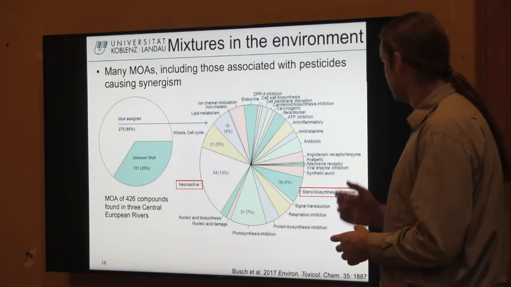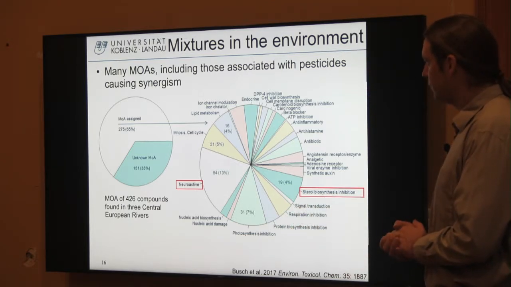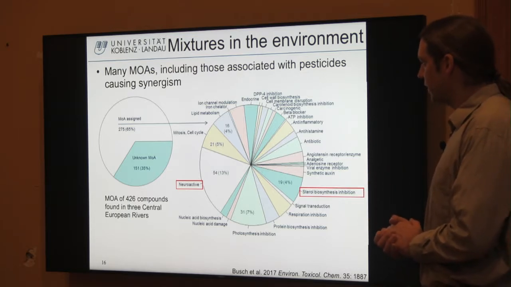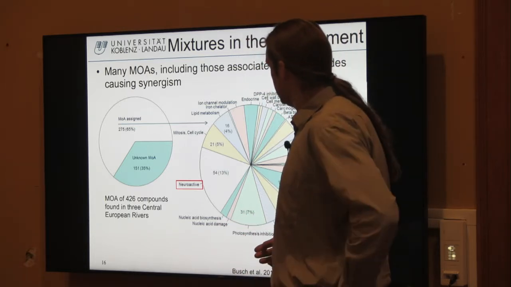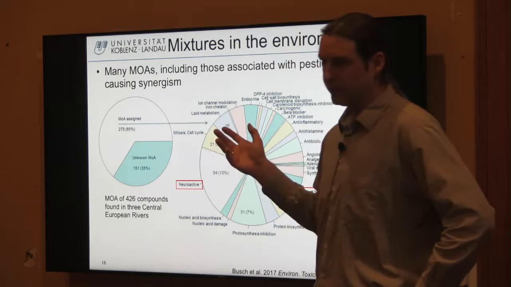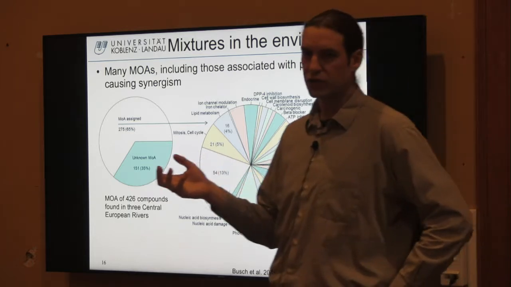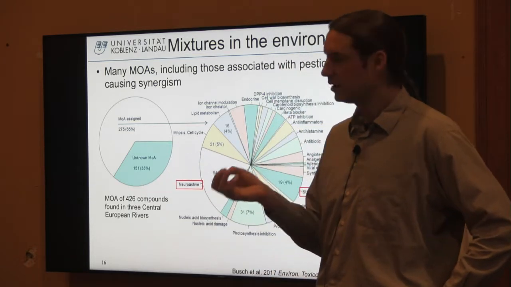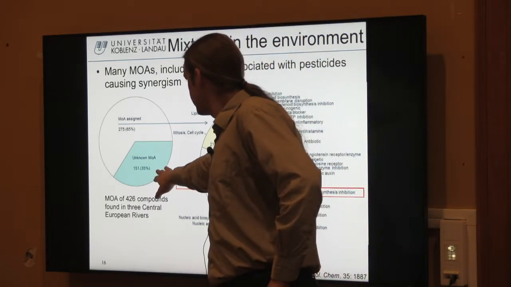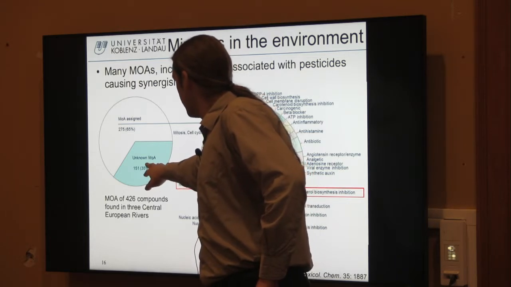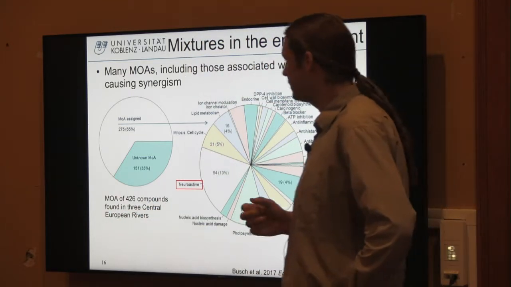A similar picture is painted if we look at this study that was published last year by Wiebke Busch and some collaborators on three central European rivers, I think the Elbe, Rhine, and Danube, where they tried to assign modes of action to the different compounds that they found, because remember, you need to know the mode of action to tell something about your predictive capacity, or to be predictive, you need to do this. First of all, you see here that of the roughly 420 compounds found, for 35% they couldn't assign a mode of action.